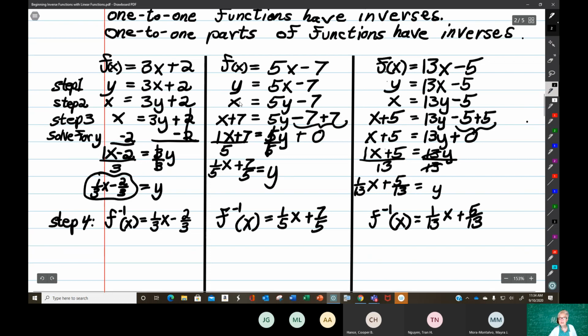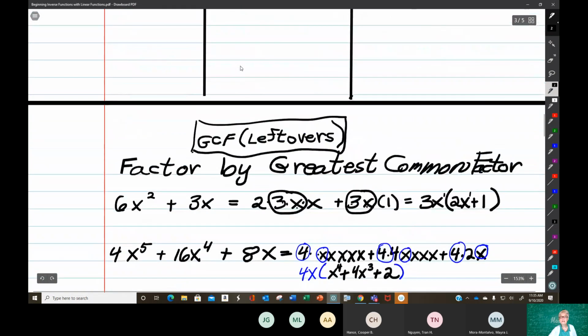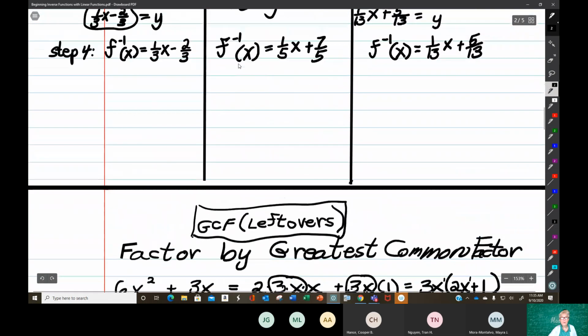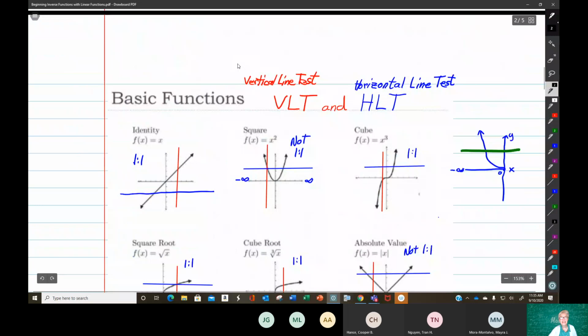Okay, so that was inverse functions, and just a peek at GCFs, greatest common factors, just to get you ready for what's coming, because we're going to be factoring all week next week. I think probably all week next week, we're going to be factoring polynomials and using them to solve quadratic equations. And then next week is the 4th week. The 5th week is your first test.